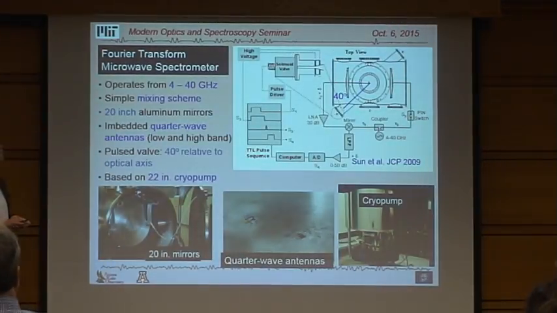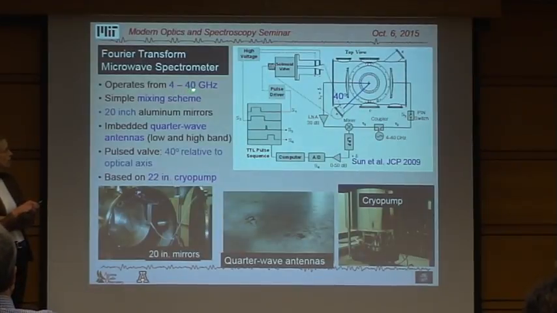And then we have my Fourier transform microwave spectrometer. The original system is 4 to 40 gigahertz, based on a very simple mixing scheme off a synthesizer that goes up to 40 gigahertz. This particular system has 20-inch aluminum mirrors for the Fabry-Perot cavity. We launch the radiation through quarter wave antennas embedded in the mirrors, and collect radiation as well. In our system, we actually angle the beam 40 degrees relative to the optical axis. You lose signal and noise if you do it perpendicular to the optical axis.